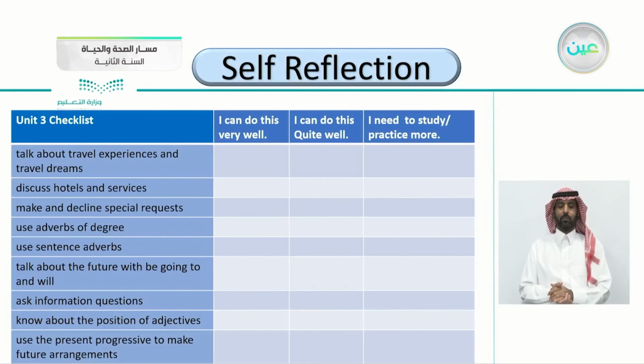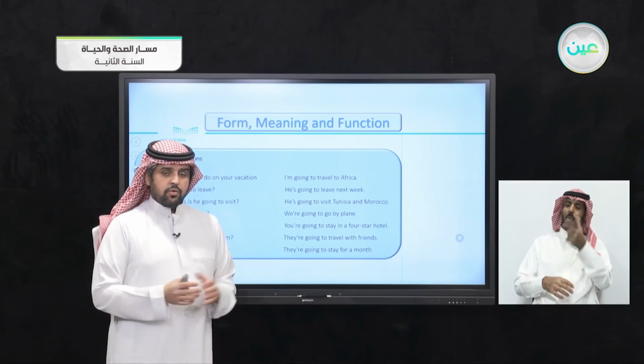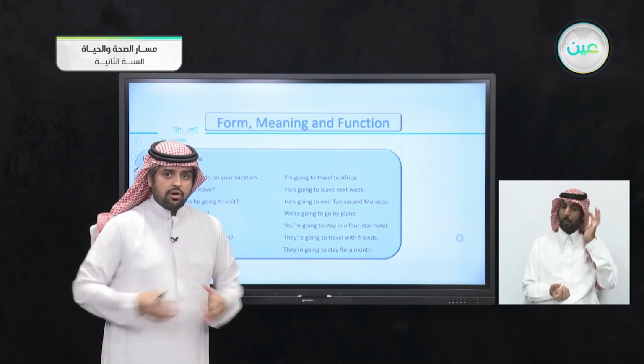Ask information questions. If you remember information questions, the WH questions: what to ask for an action, when to ask for a time. When is she going to leave, to ask about when something is happening. Which countries is he going to visit, which is asking for an option here. How are we going to go? Where is asking for a location, if you remember the lesson. Where am I going to stay? Who is going to travel with them? Who is always asking about people, whether it's a singular person or a group of people.